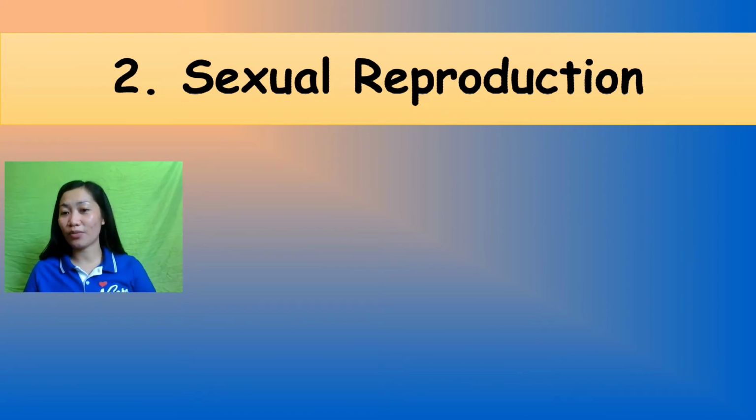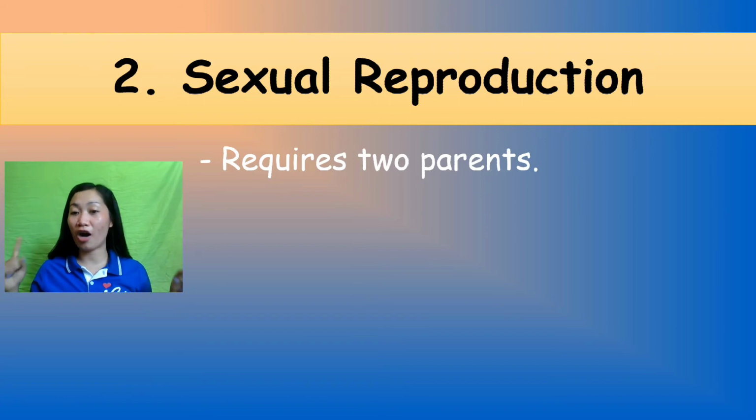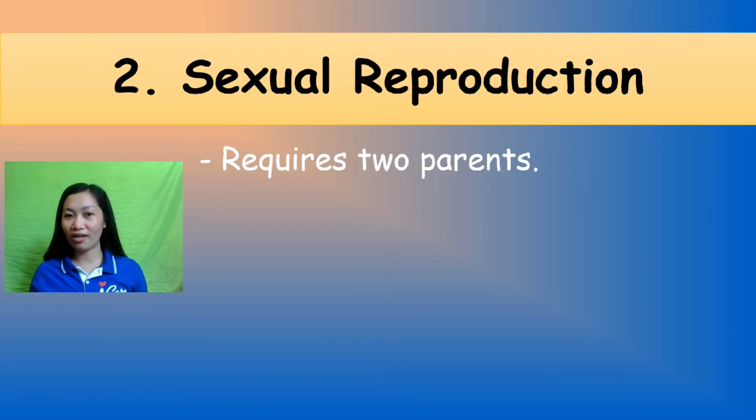How about sexual reproduction? When we say sexual reproduction, it requires two parents. For example, humans come from two parents, our mother and our father, so we are in sexual reproduction. Plants also have sexual reproduction.